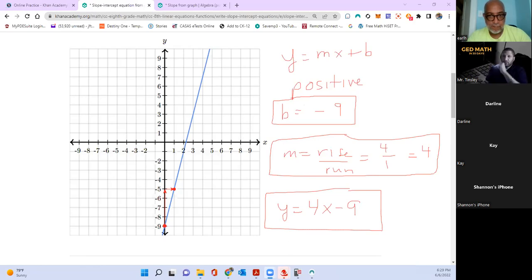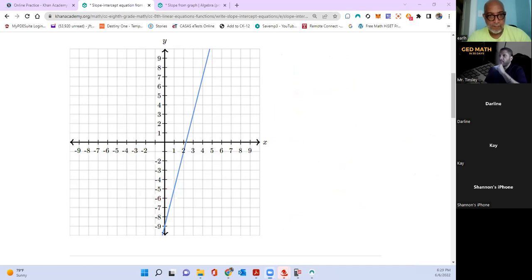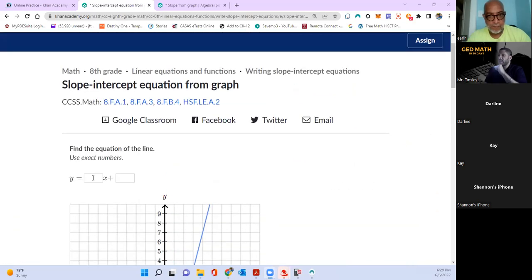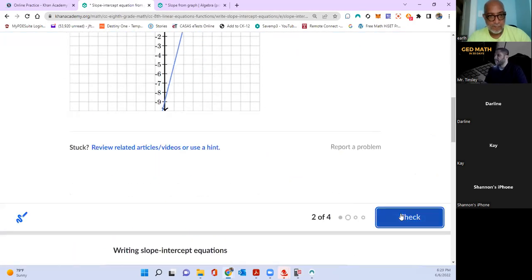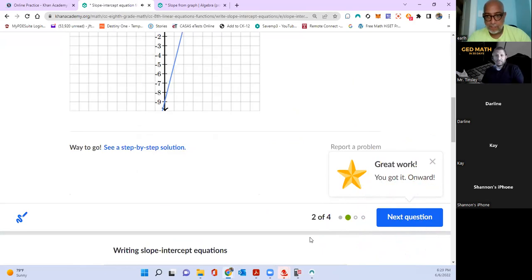So let's put that in. Let's see if that's right. So I'm gonna clear it. 4x minus 9. So let's go and see if we can put that in. 4x minus 9. And let's check it to see if it's right. There we go.